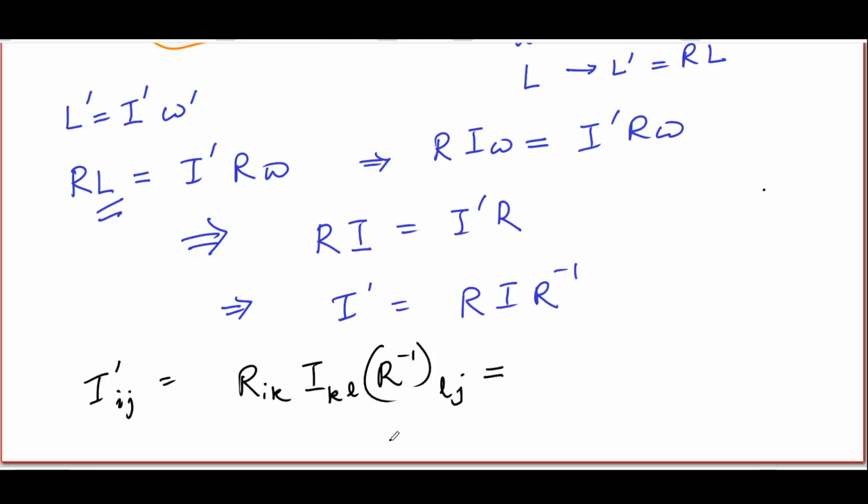Now, just to remind you, R inverse is the same as R transpose, R being orthogonal. So R inverse's ljth element is actually R's jlth element. As a result, this equation simply becomes R_ik, R_jl, I_kl, which is exactly the way in which a second rank tensor, or rather the components of a second rank tensor, transform when you carry out a coordinate transformation.